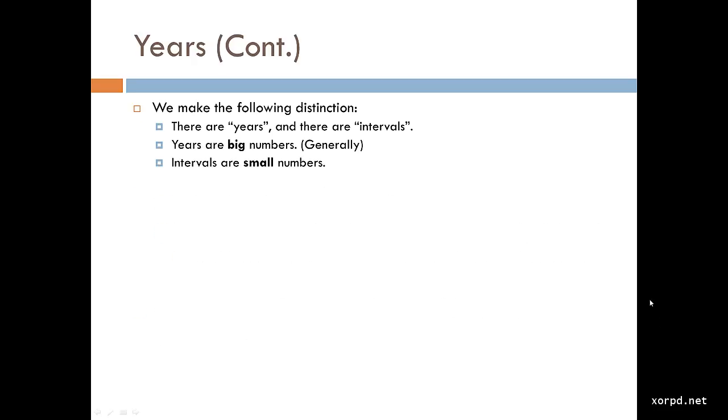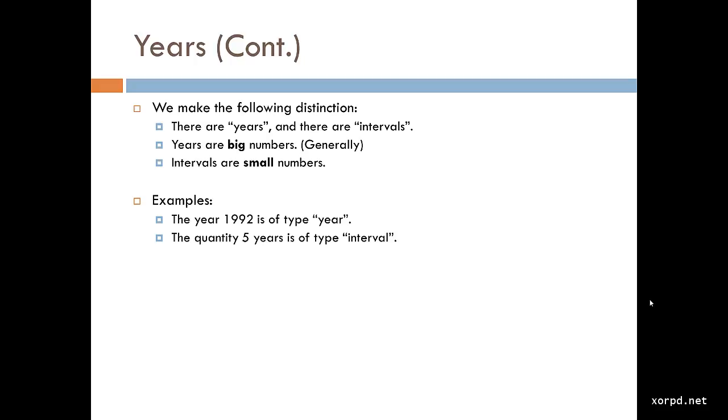We make the following distinction. There are years and there are intervals. Years are, generally speaking, big numbers, and intervals are, generally speaking, small numbers. This is not an absolute definition, because we could, for example, take a very long interval of 3,000 years, and add it to the year 2000 to get the year 5000. But generally, it would be helpful to think about years as big numbers and intervals as small numbers. Examples. The year 1992 is of type year, as opposed to the quantity 5 years, which is of type interval.